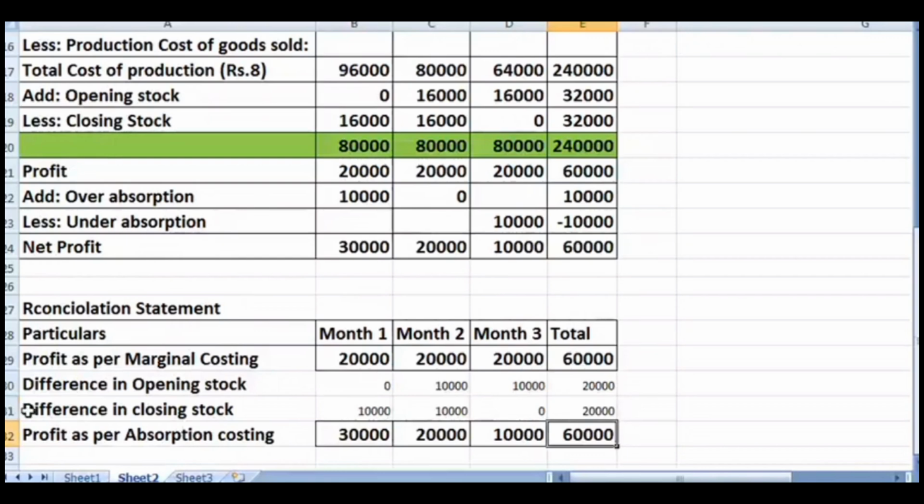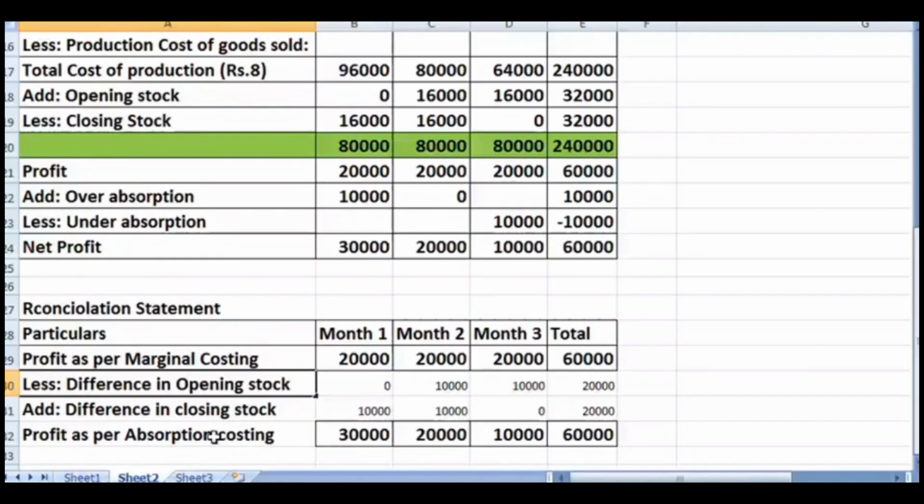Okay, so what we need to do here: add 10,000, less. So here add or less 0, and here less 10,000, 10,000. Okay, so this is over. Got it?